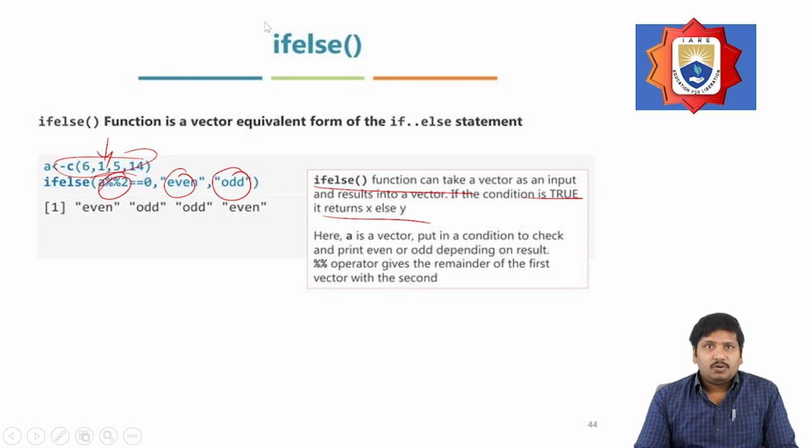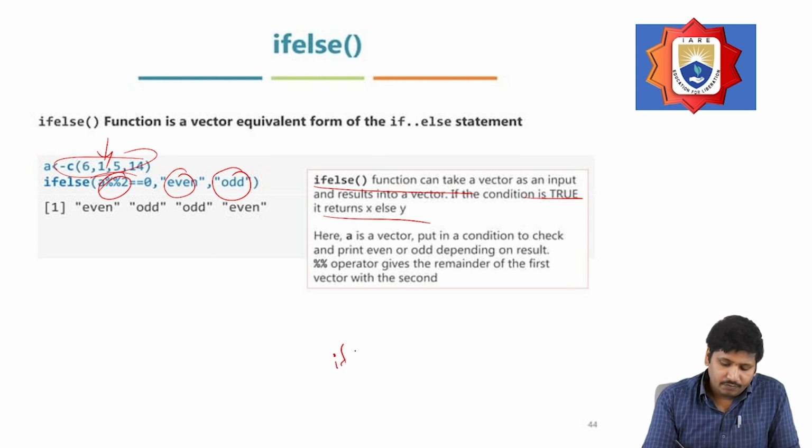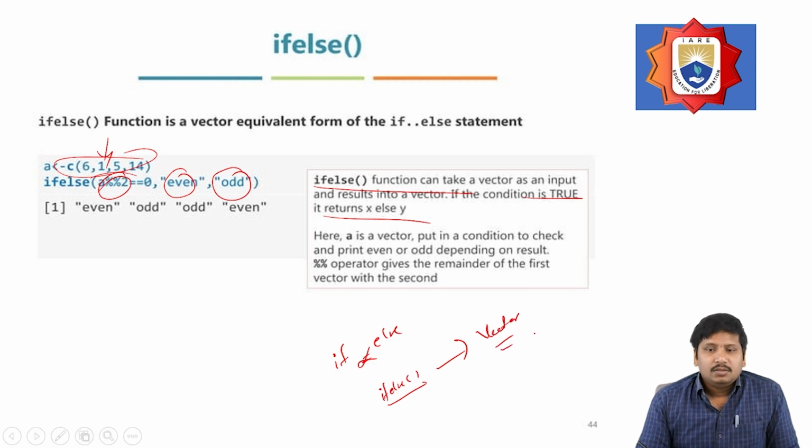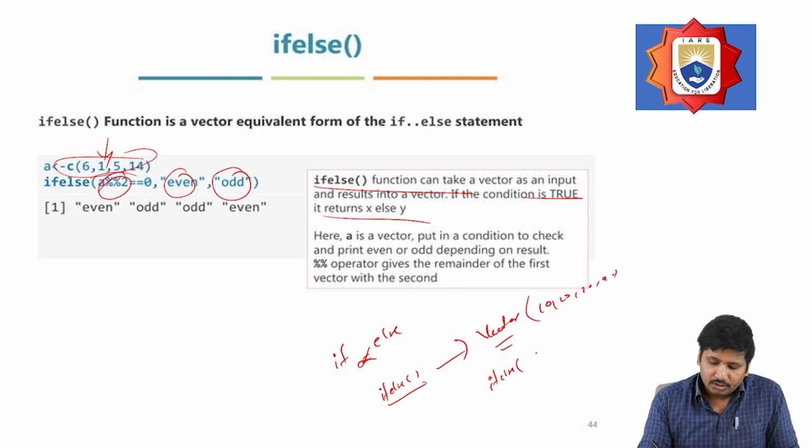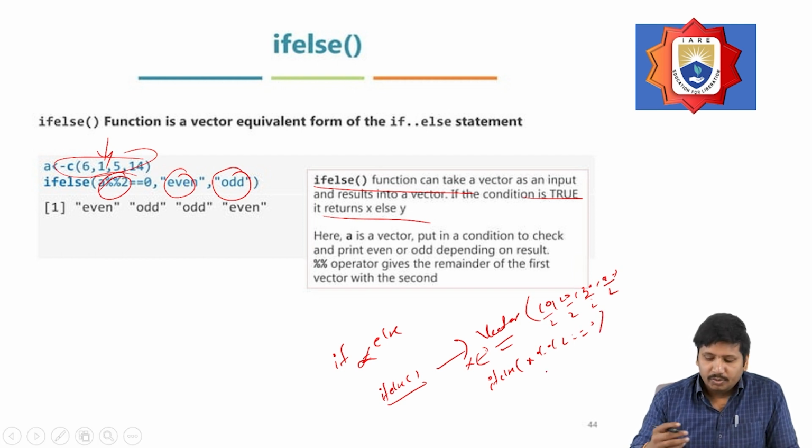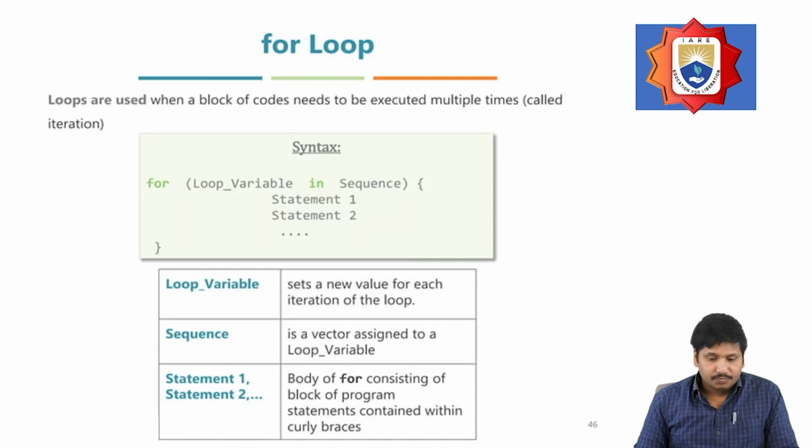So ifelse is combined; if and else are not separate here. So it should be ifelse, and it should be applied on vectors. For each and every value of the vector, I can know whether it is even or odd. I have to find it out, so at that time I have to use ifelse of x percent-percent 2 equal to 0. Each and every value is going to be divided by 2, and based on that it returns the result.